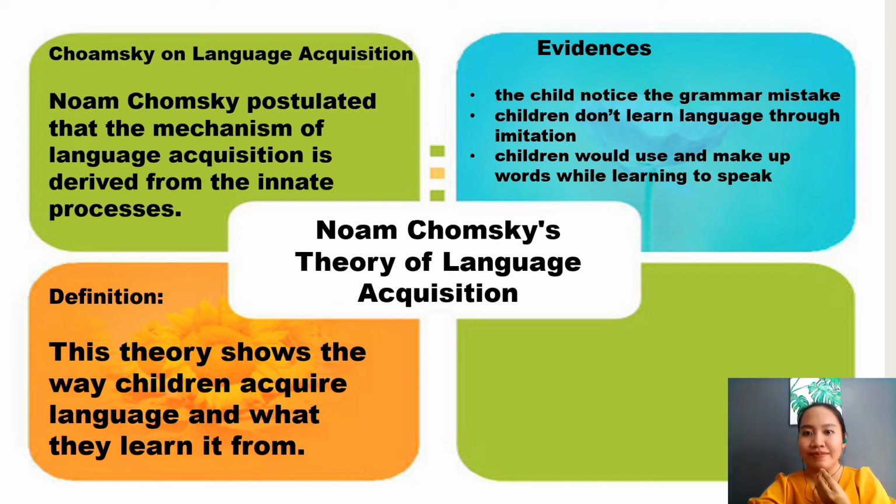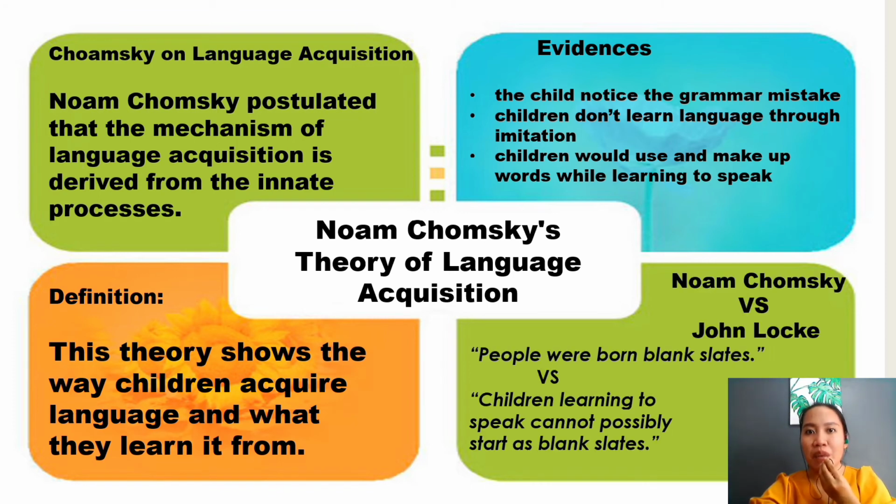So to summarize, Chomsky was unconvinced by other thinkers like John Locke, who argued that people are born blank slates. Instead, Chomsky argued that children learning to speak cannot possibly start as blank slates because they simply don't have enough information to perform many of the complex grammatical maneuvers he observed them making. And according to Chomsky, our slates cannot be completely blank when we are born. We must be hardwired with structures in our brains, or what he called language acquisition devices, or LAD, and this is what I'm going to discuss next.